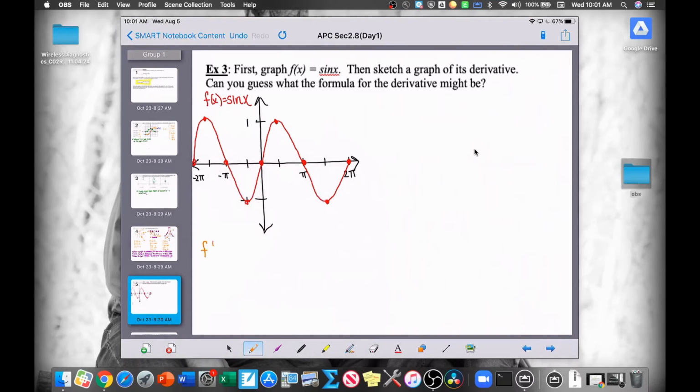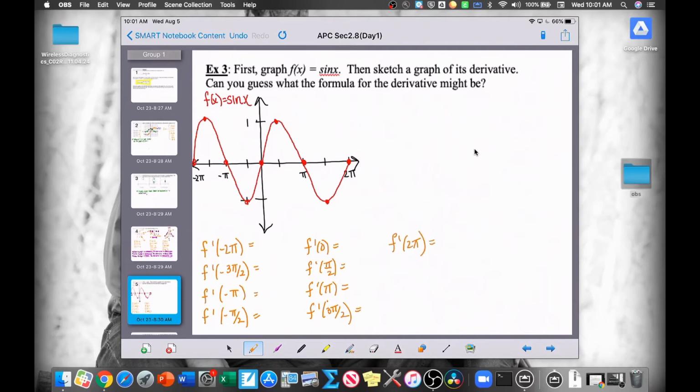So we're going to look at negative 2 pi, negative 3 pi over 2, negative pi, negative pi over 2, 0, pi over 2, pi, 3 pi over 2, and 2 pi. Okay, so I'm just going to work my way across the curve from the left-hand side to the right-hand side.